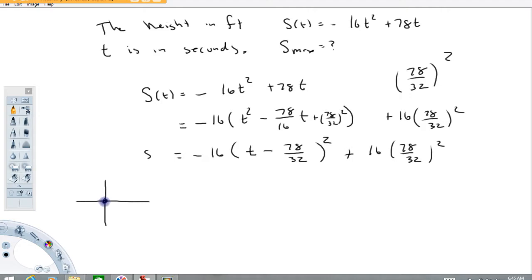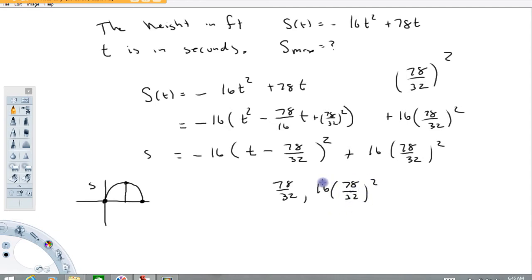So this function, I did kind of a quick sketch here, noticing that it goes through 0, 0, and there's going to be some other positive time where it goes through 0. It opens down. This function is looking something like this. We are looking for the maximum height. The vertex of this function is the point 78 over 32, right? t minus h. k is 16 times 78 over 32 squared.